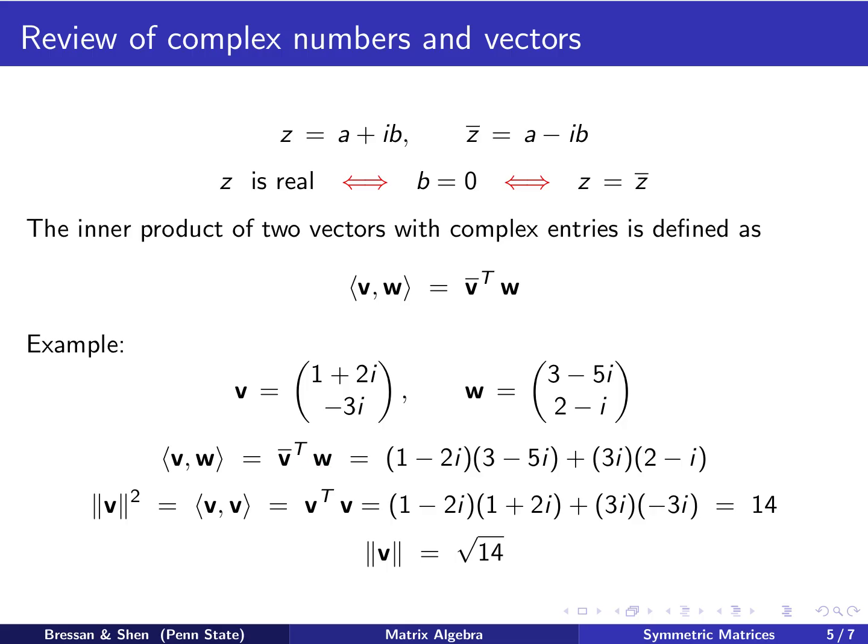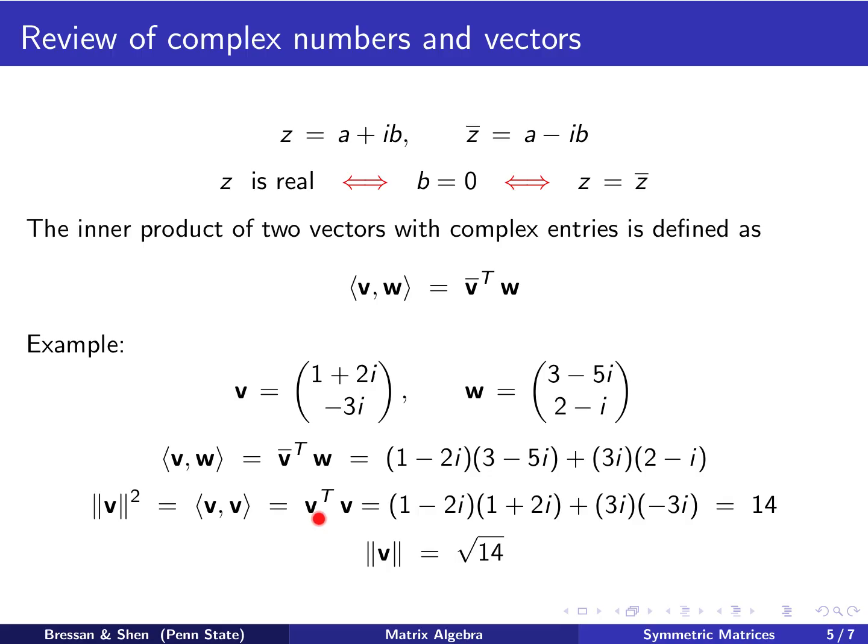So it will be conjugated, so we'll be changing the sign of the imaginary part, and then taking the inner product. So this will be 1 plus 2i times 3 minus 5i, and then the second will be positive 3i times 2 minus i. So one can work out what that is. And then you can use that to define the norm. The norm squared is v inner product itself. So the norm will be the square root of that, right?